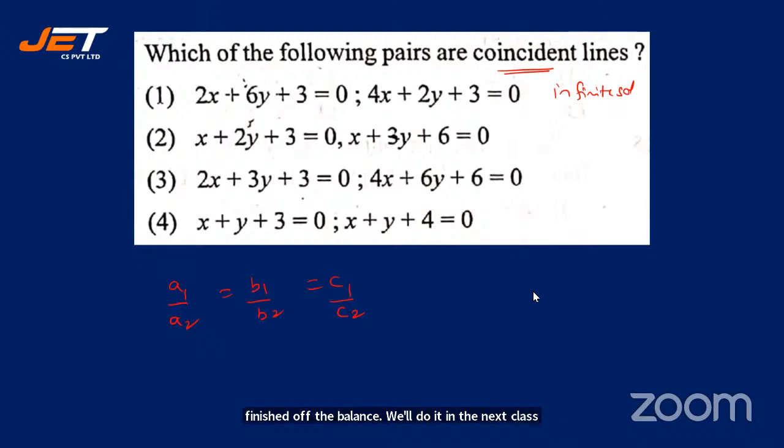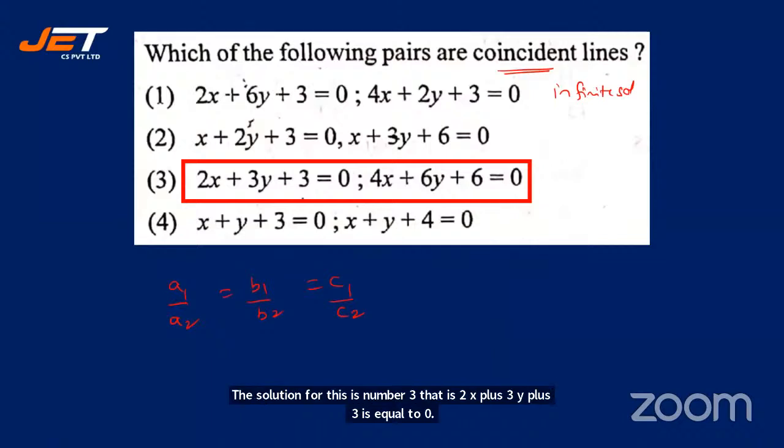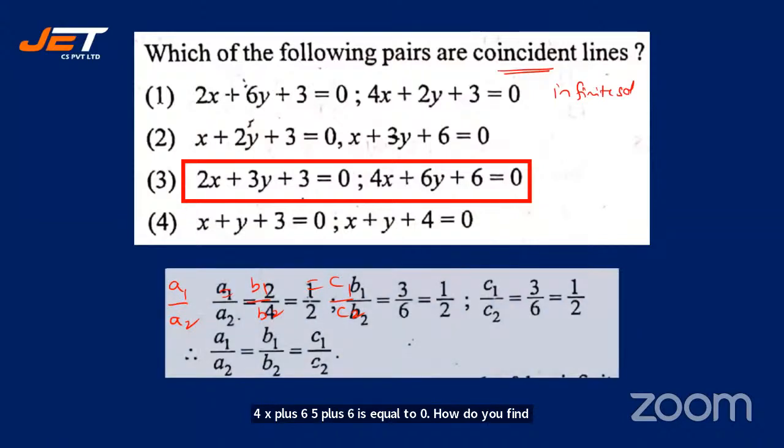All right. The solution for this is number 3, that is 2x plus 3y plus 3 is equal to 0 and 4x plus 6y plus 6 is equal to 0. How do you find out this? Only by working out A1 by A2. Here you get 1 by 2. What is B1 by B2? Again 1 by 2. What is C1 by C2? Again 1 by 2. So when A1 by A2 is equal to B1 by B2 is equal to C1 by C2, then you say that the following pairs are coincident lines, and it has another term also, that is infinite solutions.